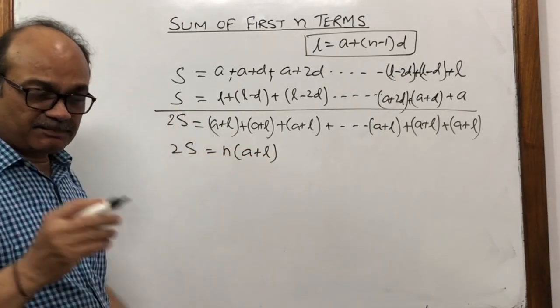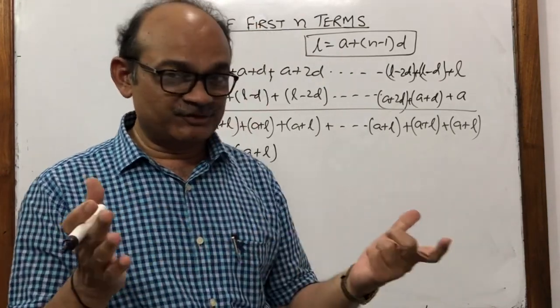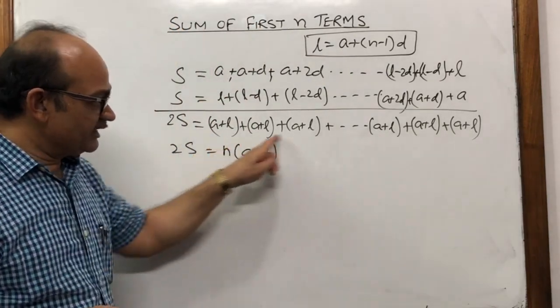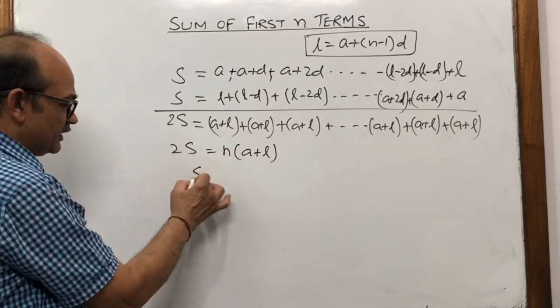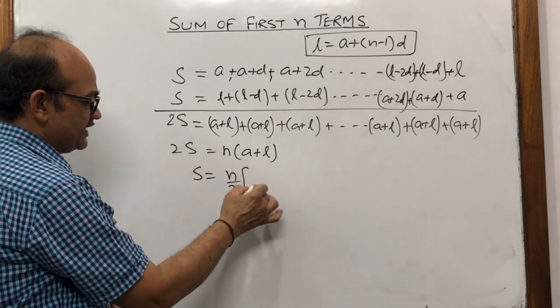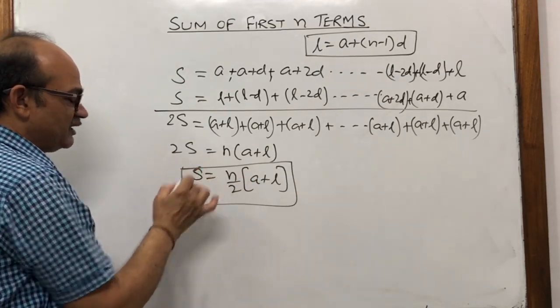Very simple. If you have 100 coins of 5 rupees, then how much money? 5 into 100. The same thing, n times A plus L, that is n into A plus L. But our aim is to calculate S. So S is nothing but n by 2 into A plus L. This is the first important formula.